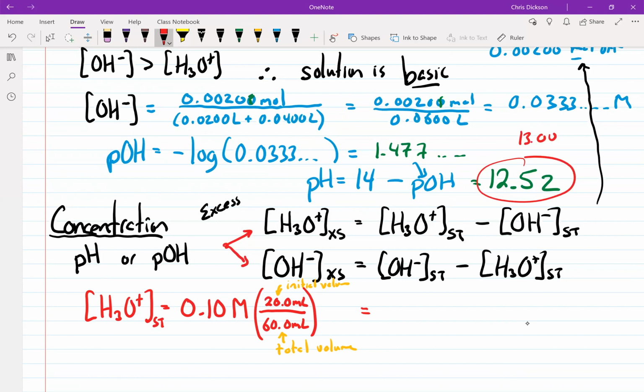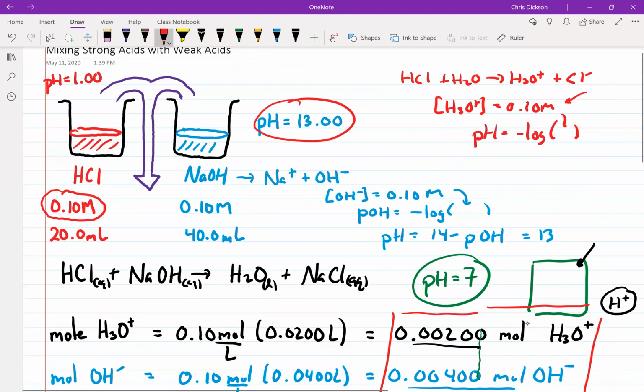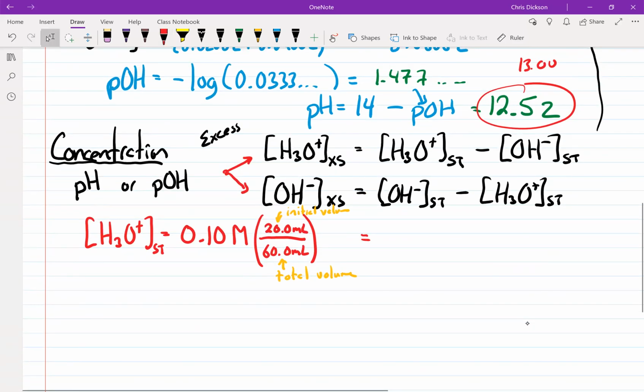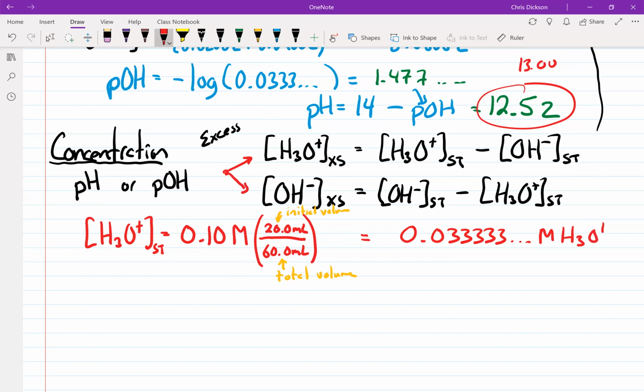0.1, was it 0.0 or 0.1? 0.1, good. 0.1 multiplied by 2 divided by 6. So I get 0.0333333 molar hydronium. And then I'm going to do the same thing for the hydroxides now.